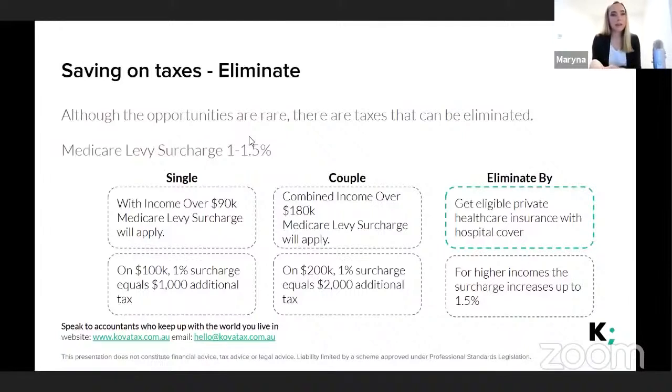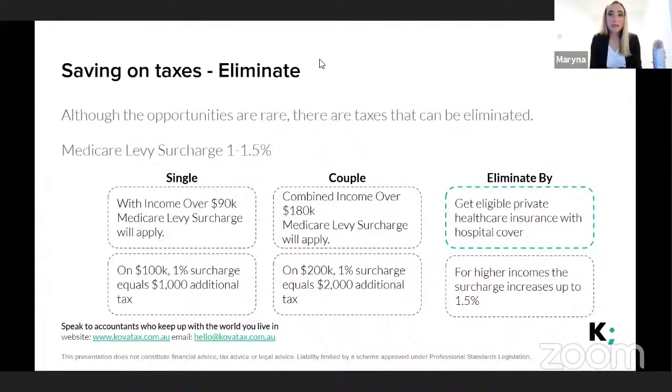But there is also a Medicare levy surcharge, which is a different tax related to Medicare. You have to keep in mind that there is extra tax, and it depends on your case, whether you are single or a couple. If you're single and your income is over 90,000, you may be paying Medicare levy surcharge, which can be as high as 1.5%. If you're a couple, your combined income should be over 180,000. Then you should be looking into saving on that tax.